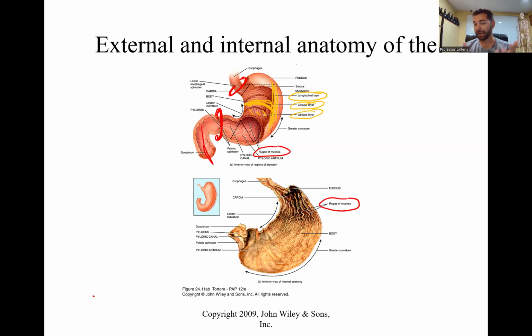So we have a model, and I'll obviously show you those. You can call them layers or muscles or whatever you want. Longitudinal layer is the simplest thing to do. Circular layer and oblique layer, respectively.